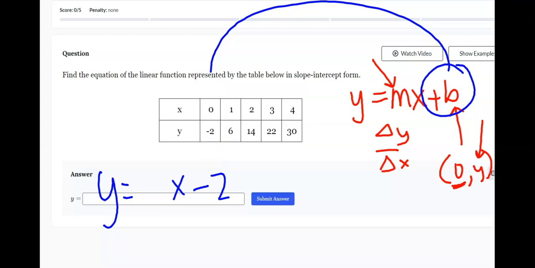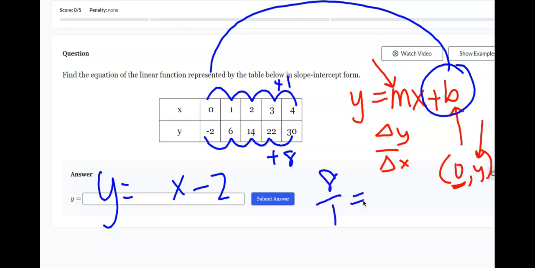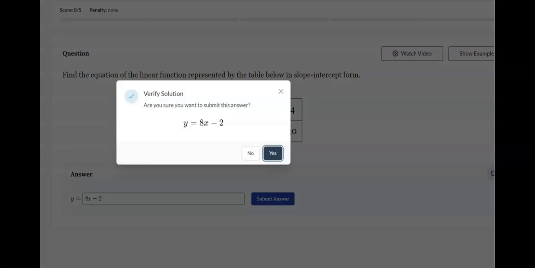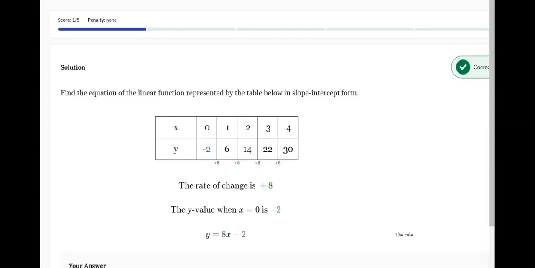So I'm looking to find the pattern of the y's and the pattern of the x's. The pattern of the y looks to be going up 8. The pattern of the x's looks to be going up 1. That's 8 over 1. So that means the equation of the line is 8x minus 2. Type that here in the box and click Submit.